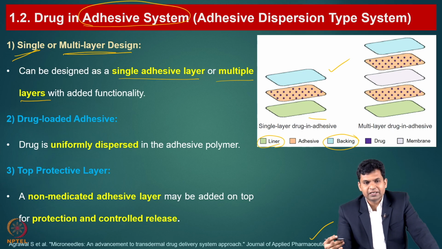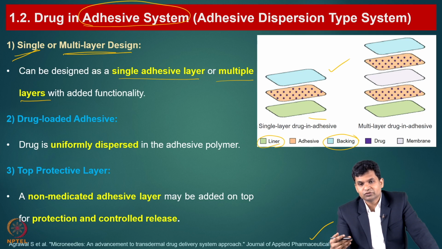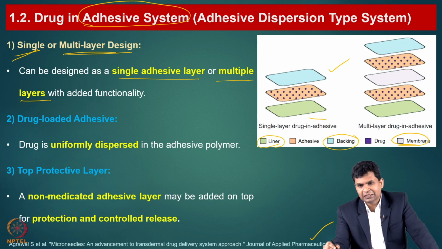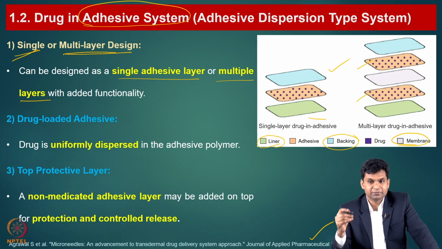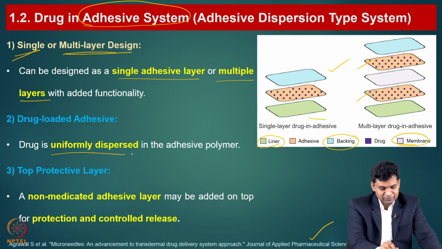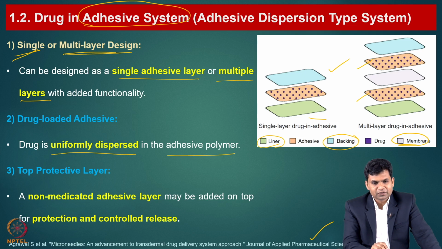Now, if you want to increase the dose, and in the single-layer case your drug dose is not sufficient, and now you want multiple layers, what can we use? You can use some membrane, replace it, and you can multiply or increase the dose in a single system. So here you can see the multiples: it may be 2 layers, 3 layers or 4 layers based on your requirement. And yes, the drug is uniformly dispersed in the adhesive polymer. A top protection layer is also possible.